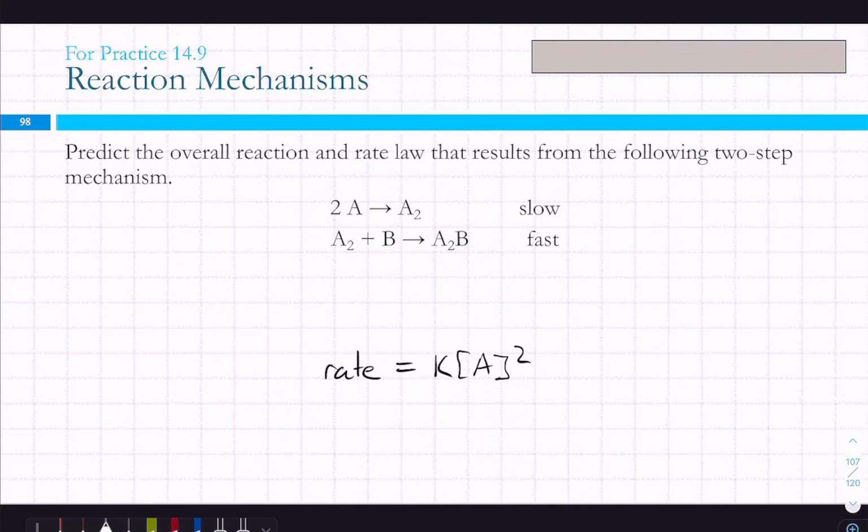And then the overall reaction would be 2A, and then A2 is on either side of the reaction arrows, so that'll cancel, and it'll be 2A plus B forms A2B. Cool.